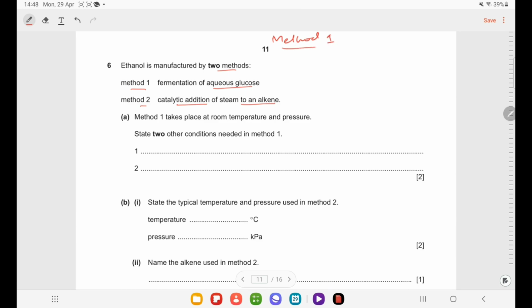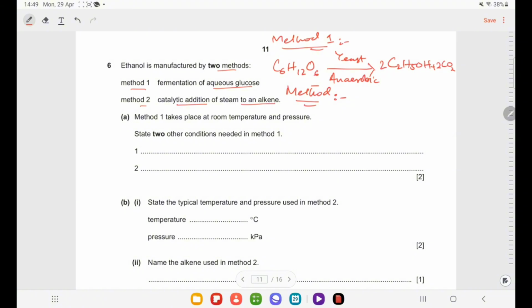In method 1, we basically used a living cell called yeast. So the cells of the yeast break this glucose molecule in anaerobic conditions into ethanol plus carbon dioxide. And the second method to prepare ethanol is the addition of steam to an alkene.